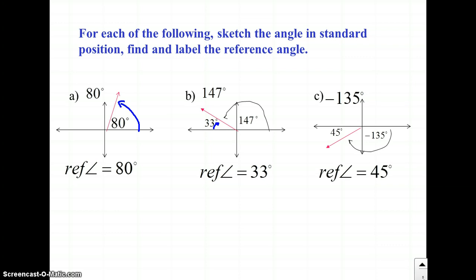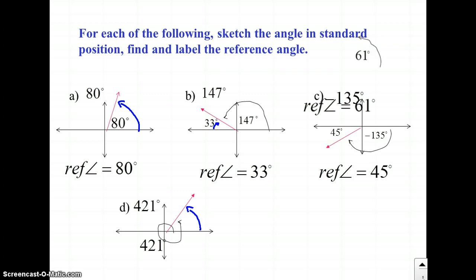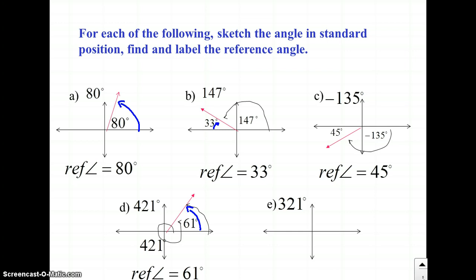Example D. A 421 degree angle. Well, if I want to draw that in standard position, that's going to be one full rotation, and the terminal arm will end up in quadrant 1. So one full rotation, and then back in quadrant 1. So here's our reference angle from the x-axis to the terminal arm. How do I find that? Well, that's a full rotation of 360, and then another how many degrees till I get to 421. So 421 minus 360 gives me a reference angle of 61 degrees. And E, a 321 degree angle in standard position, has its terminal arm in quadrant 4.